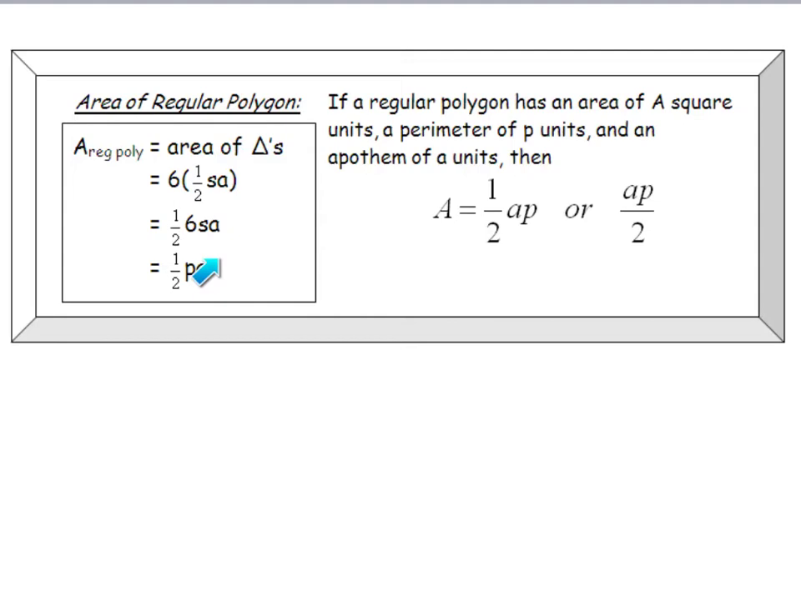All I really need you to know is how to find it using the formula. The formula for the area of any regular polygon (it's got to be regular) is one half of the apothem times the perimeter of your polygon, otherwise known as AP divided by 2. I'll usually use AP divided by 2.